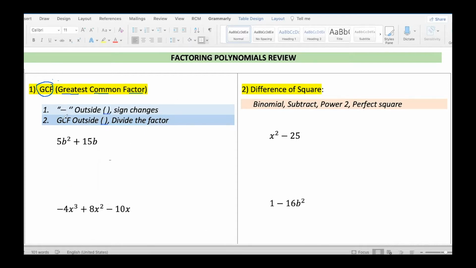So here are a couple of steps that we're going to do. First things first, we always have to look if we have a negative. We have to take the negative outside the parenthesis. And then if we have any common factor, we also take it outside as well.